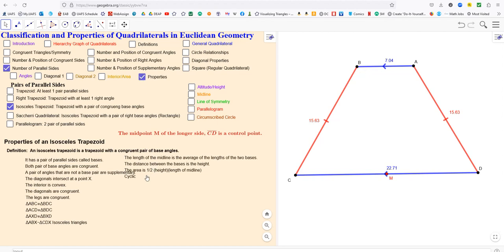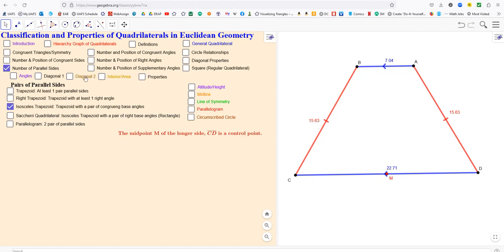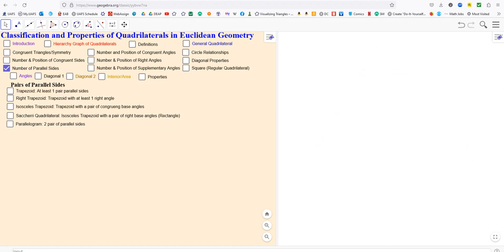Here are the properties of the isosceles trapezoid. We can hide or show the diagonals, and look at that. Okay, so isosceles trapezoids.